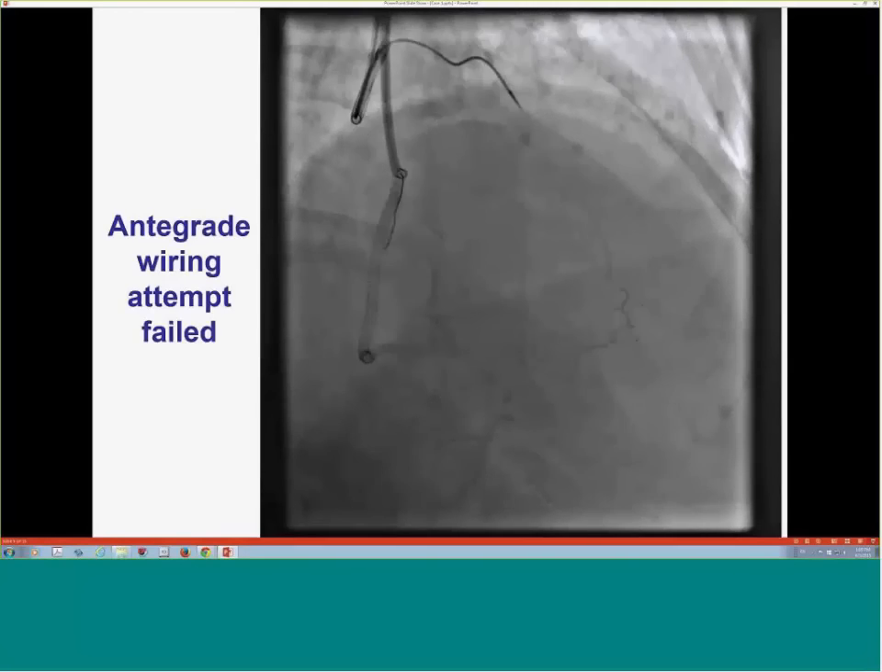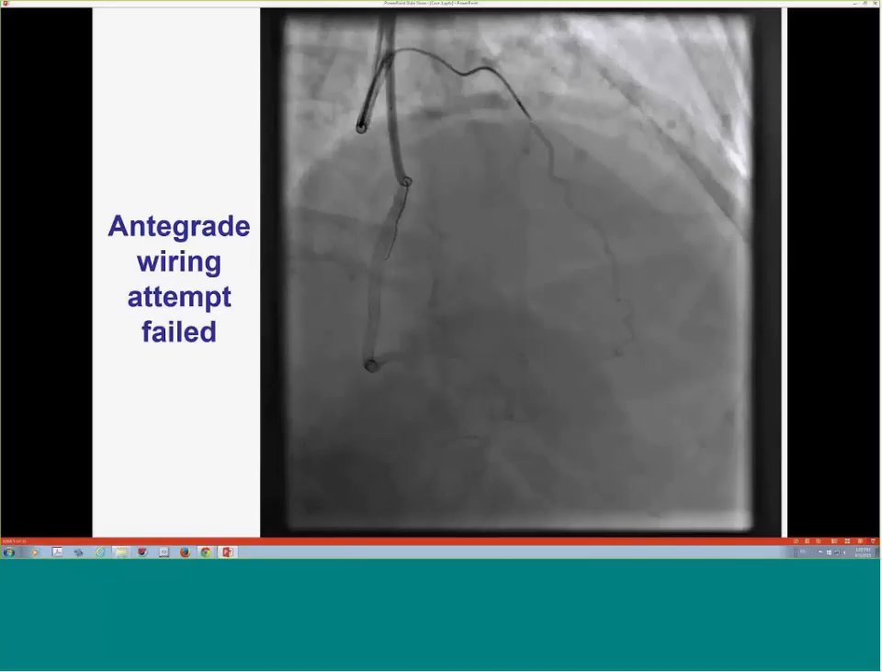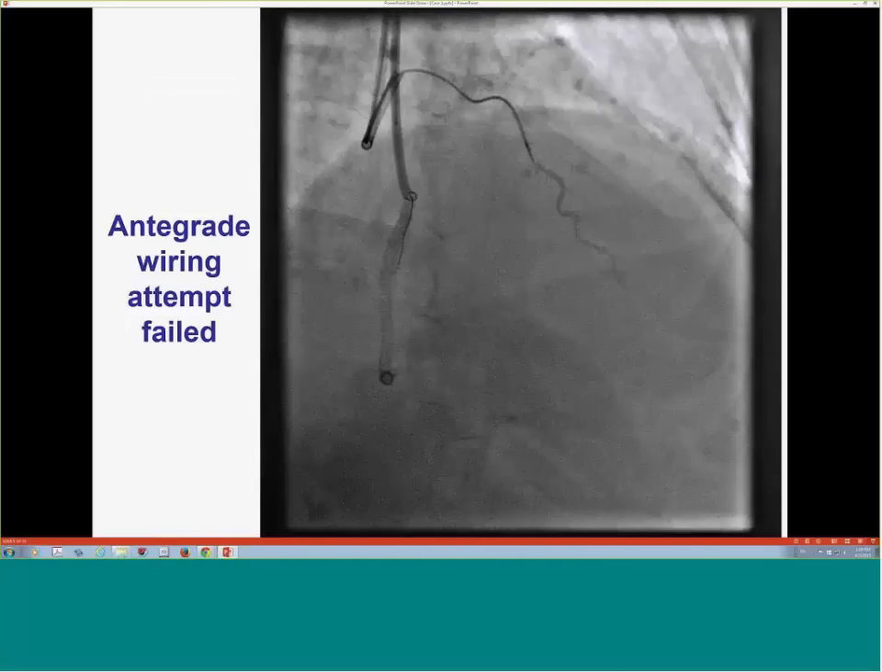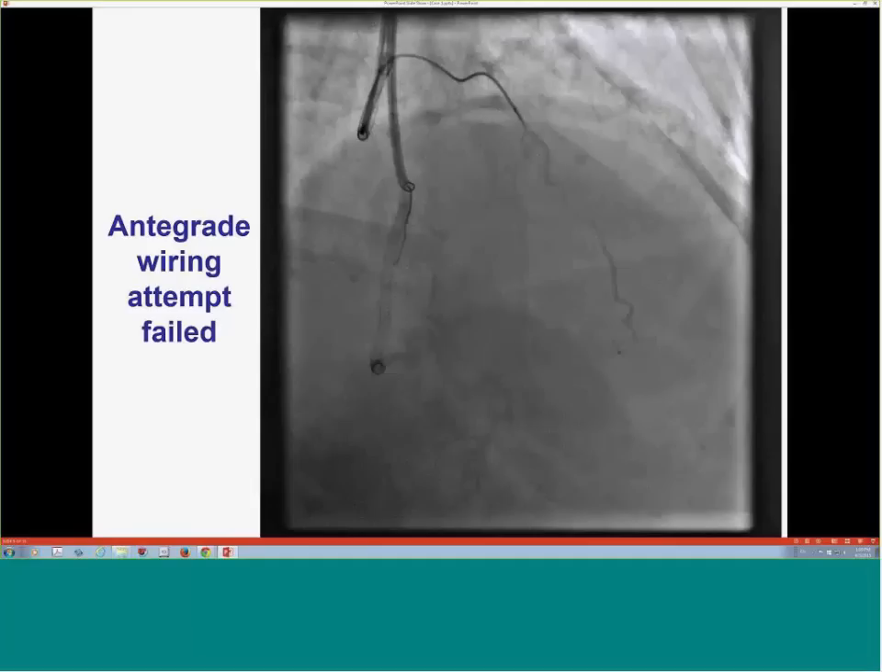Okay, and this is the attempt. So again, here we're trying to go retrograde. This is a Corsair. As you know, we now have a Turnpike as well, and we have also another microcatheter, Micro Cross. So a lot of options for going retrograde these days.